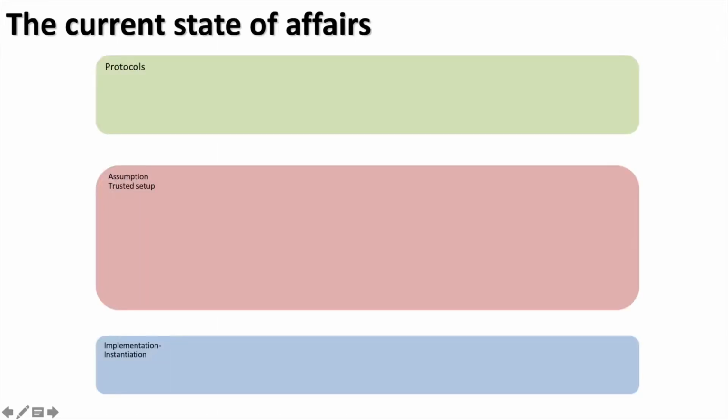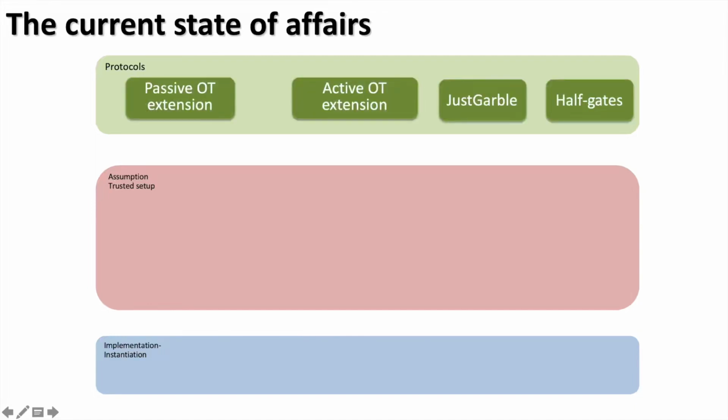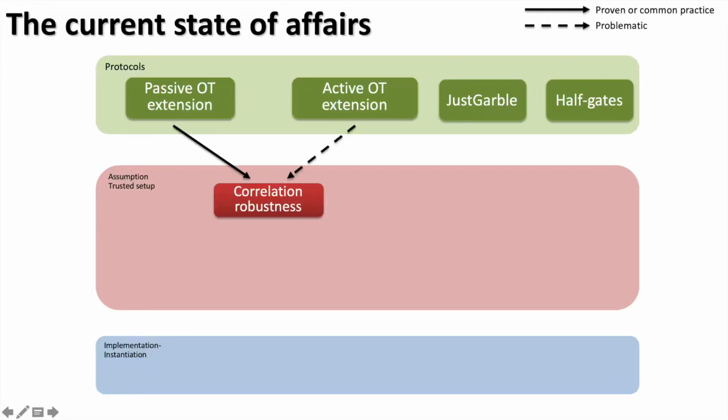Now let's first take a look at the current state of affairs. Here we will focus on 3 layers of the picture: protocols, assumption and trusted setup, and implementation instantiation. We will mostly focus on passive OT extension, active OT extension, and different kinds of garbling schemes. In existing work, passive and active OT extension are all constructed based on some kind of correlation robustness.